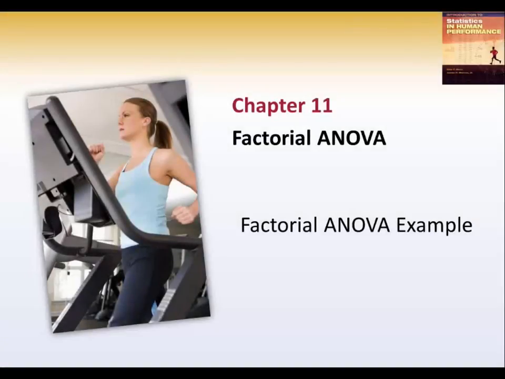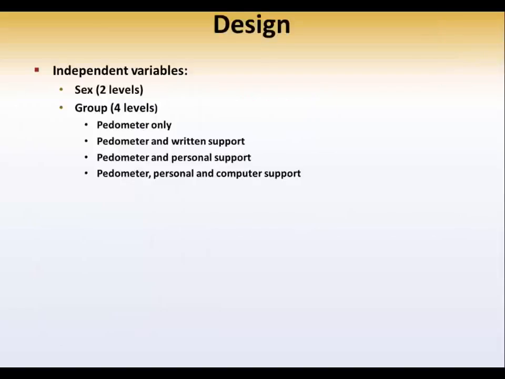Analysis of variance is probably one of the most commonly used statistics in science. So we now are going to show you how to run a factorial ANOVA in SPSS. Here's our design. We have two independent variables, sex, obviously with 2 levels, and group with 4 levels.